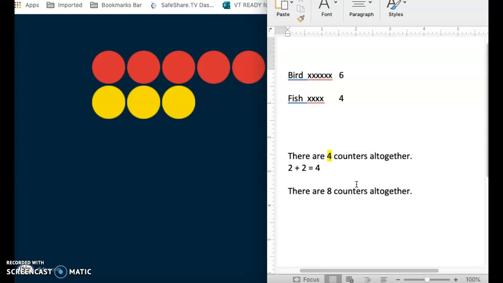And then we looked at our number sentence. And again, we noticed that we started with 5 counters. And then it said add 3 more. So we knew add 3. And then that equals 8.